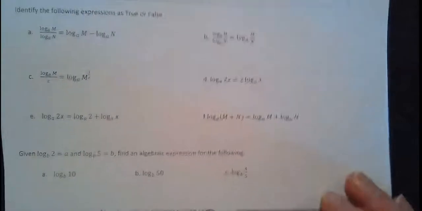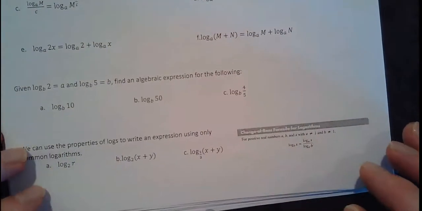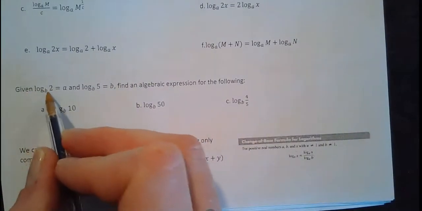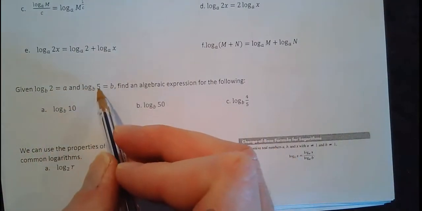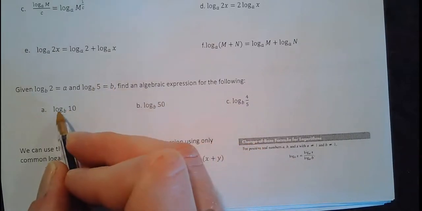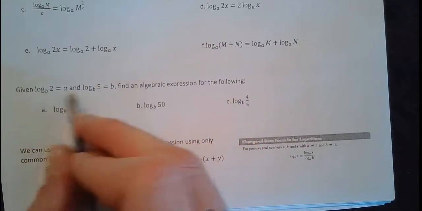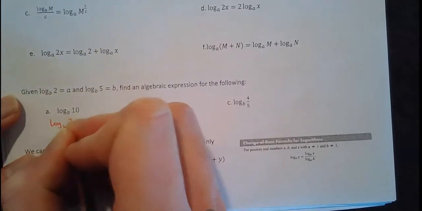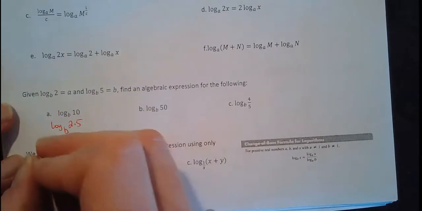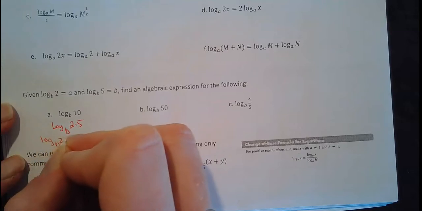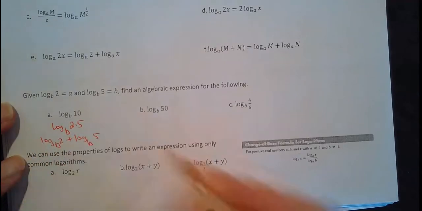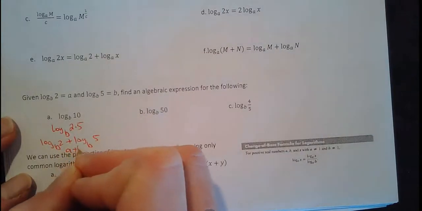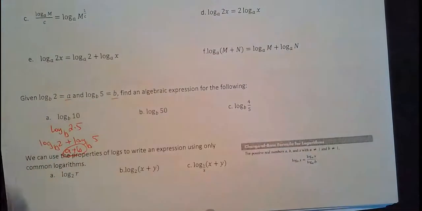Okay, so at the bottom now, again, this is kind of review too. It says, given that log base b of 2 equals a and log base b of 5 equals b, what would be log base b of 10? If they're both log base b's, I could rewrite this as log base b of 2 times 5, which would be the same thing as log base b of 2 plus log base b of 5, which would just be a plus b. A plus b.